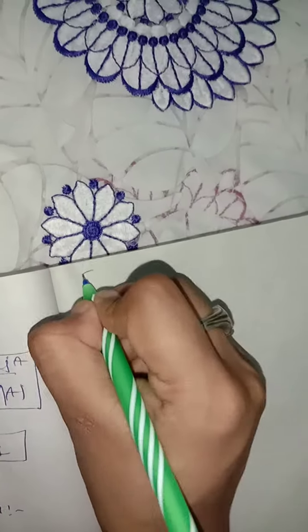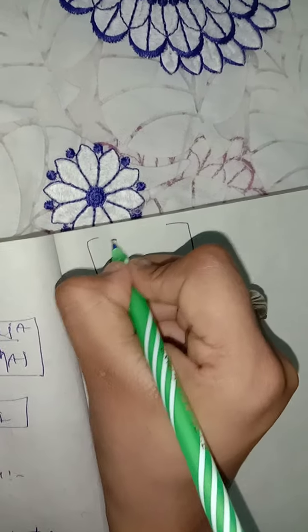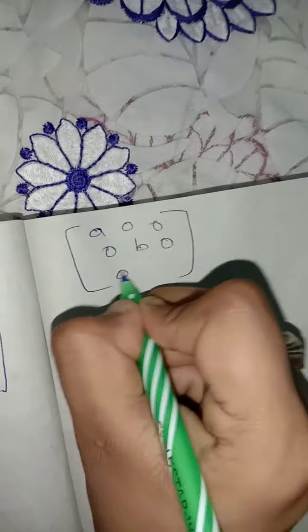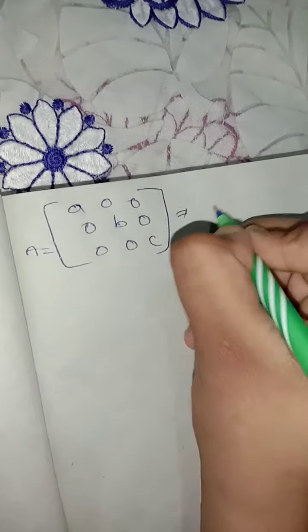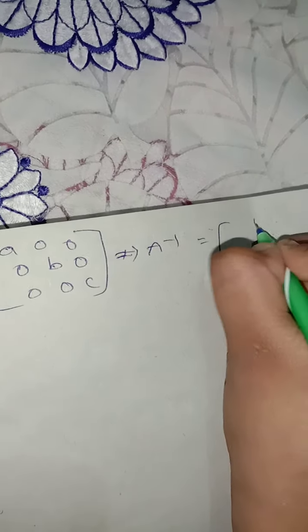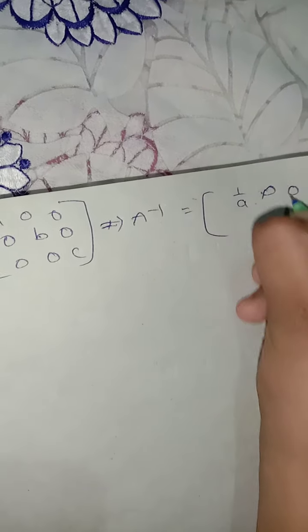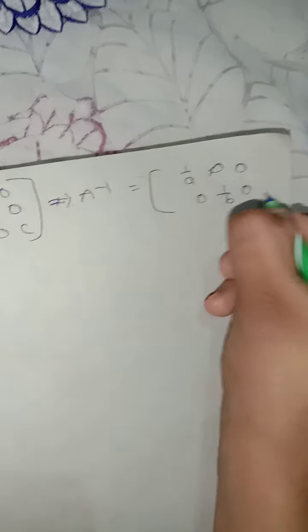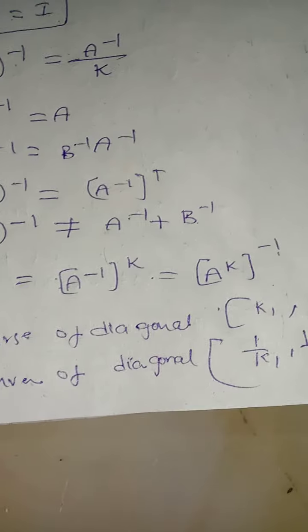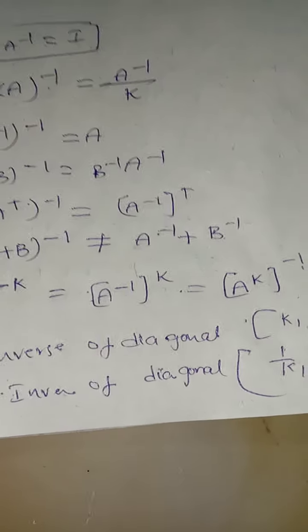I will just show an example. Assume A with a, 0, 0, 0, b, 0, 0, 0, c is a diagonal matrix A. Then its A inverse can be written as 1 by a, 0, 0, 0, 1 by b, 0, 0, 0, 1 by c. That's what I have written here, and it works for any order.